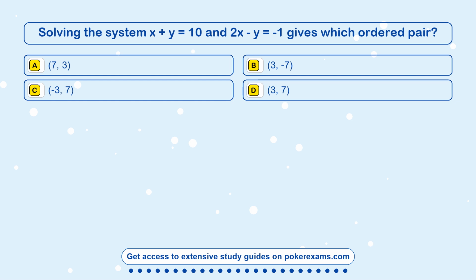Question 12. Solving the system x plus y equals 10 and 2x minus y equals -1 gives which ordered pair? Option A, 7, 3. Option B, 3, -7. Option C, -3, 7. Option D, 3, 7.